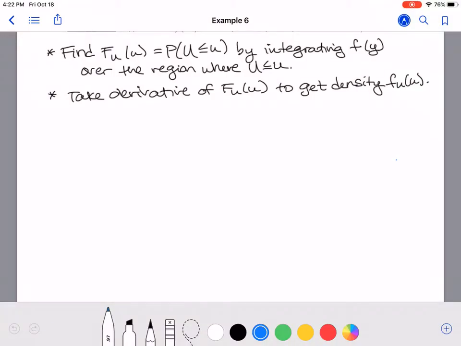Just recall from the last example we did that the steps for using the method of distribution functions to find the PDF of u, which is a function of y, is to first find the CDF of u by integrating the PDF for y, f of y, over the region where u is less than or equal to some number little u, and then we take the derivative to get back the density.